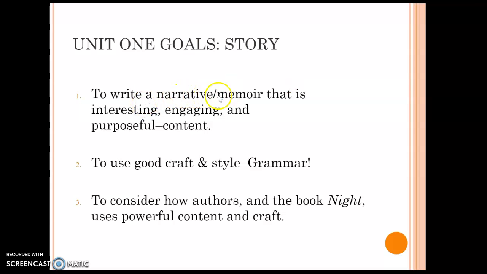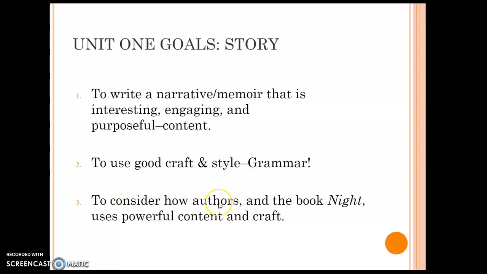You are going to be writing a narrative or a memoir that's interesting, engaging, and purposeful. I want to see good content about your life, I statements, first-person stories, real-life experiences. When you write that story, I also want to see good content in craft. Remember, craft is how you write it. So grammar devices is craft, word choice, how you break up your paragraphs. I want it to be interesting because of what you tell me, but also interesting because of how you write it.